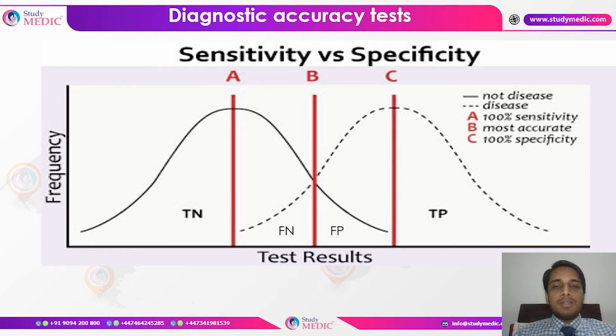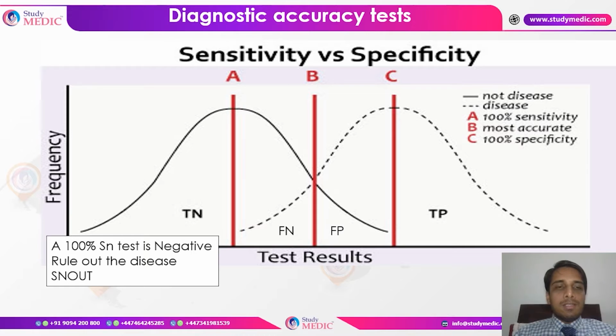Now when we look at this double bump chart, you can see a test which has a cutoff value upon which we decide whether the test is positive or negative. Such a test, suppose the test is 100% sensitive, you can see the cutoff value will be A.